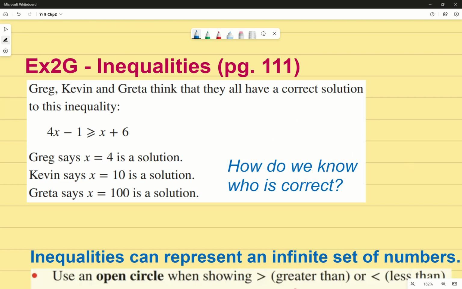If x equals 4, 4 times 4 is 16. 16 minus 1 gives me 15. I'm going to keep that symbol there. And then on the right-hand side, I've got 4, because x is replacing 4. 4 plus 6 gives me 10.